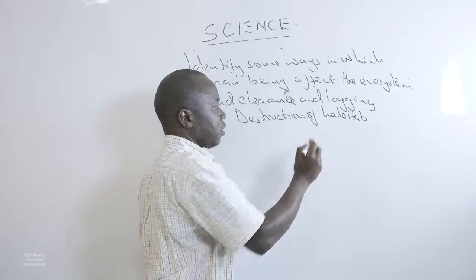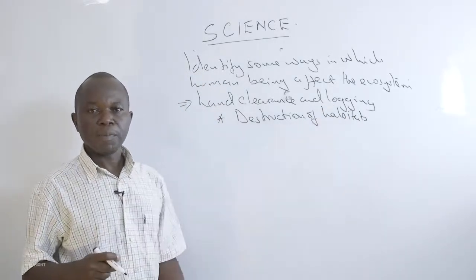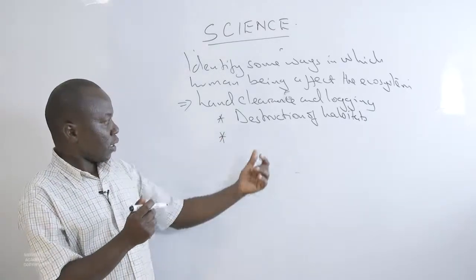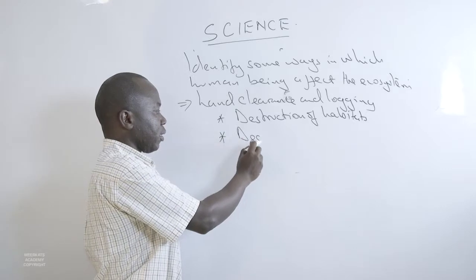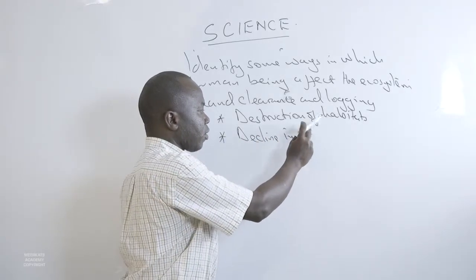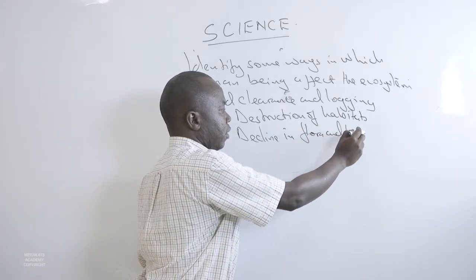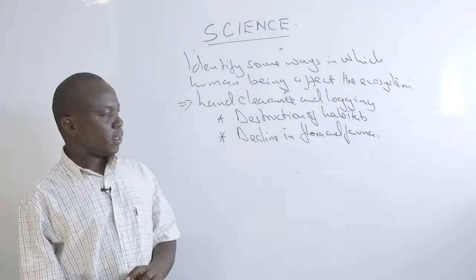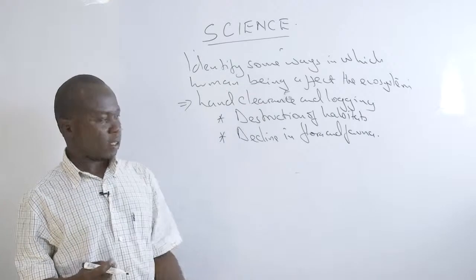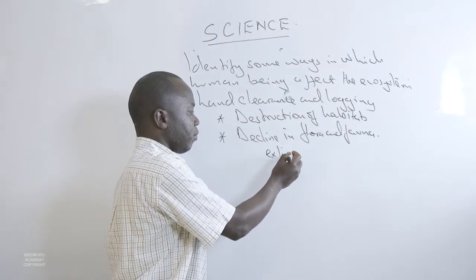Destruction of habitats, the home of organisms. If habitats are destroyed, then the fauna is in trouble. So in the process, it leads to decline in both the flora and fauna. Flora being plants and fauna animals. So if not checked, it may lead to extinction of the same.